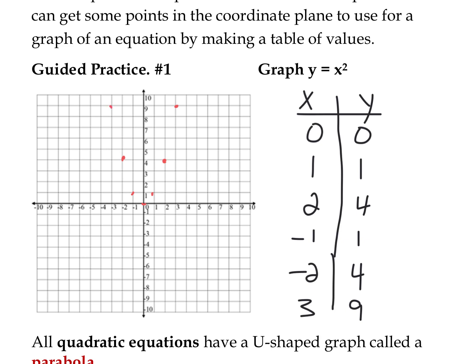And you can probably guess if I plug a negative 3 in, it'd be up here at 9. And a parabola is a curved graph. Do not connect the points with a straight line. You're going to draw a curve through those points. Okay? So it looks kind of like a U shape. Right? Arrows on both ends, it would keep going up forever.